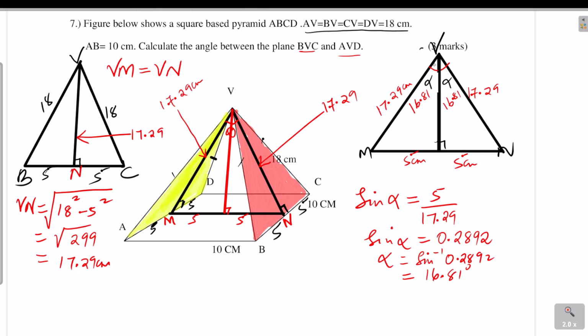So remember, the required angle is the whole of that angle, MVN. The whole of this angle, this is what you require. It is the angle between the two given planes, BVC and AVD. So to get that angle we simply need to take this angle that we have obtained and multiply it by 2. 16.81 multiplied by 2 will give 33.62 degrees, and that is how you're supposed to solve that question.